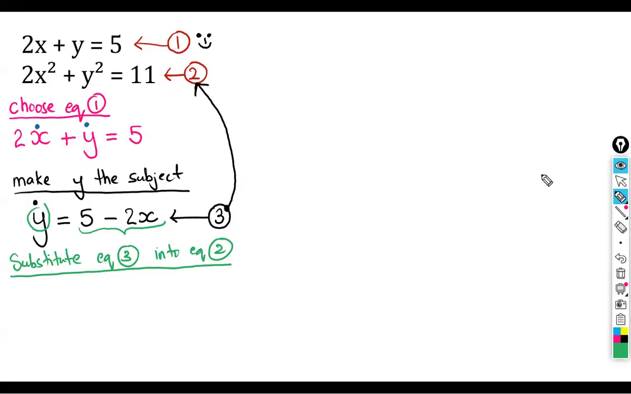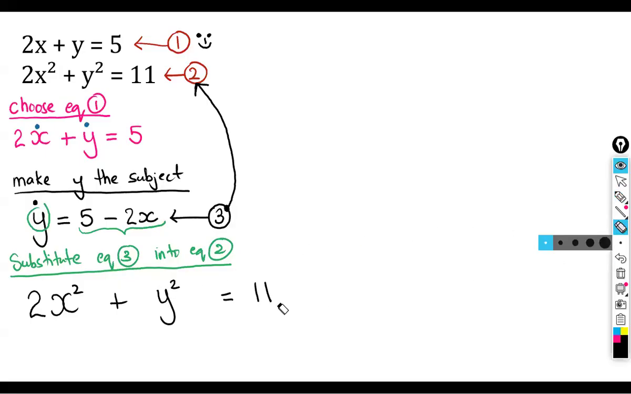So let's do that now. Let me get a different color here, right? So don't take down what I'm taking down here yet, right? I have 2x squared plus y squared is equal to 11. So I'm going to equation 2. This here is equation 2. And when I go to equation 2, wherever I see the letter y, I have to throw it away and replace it with what? 5 minus 2x.